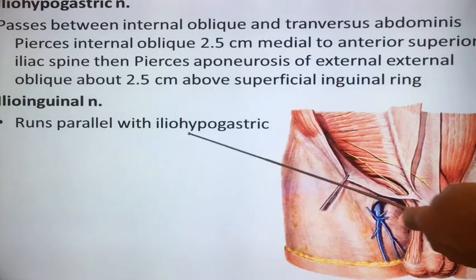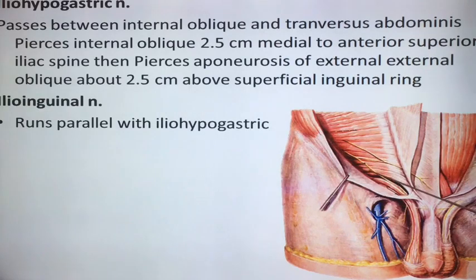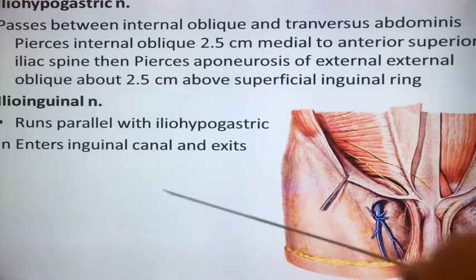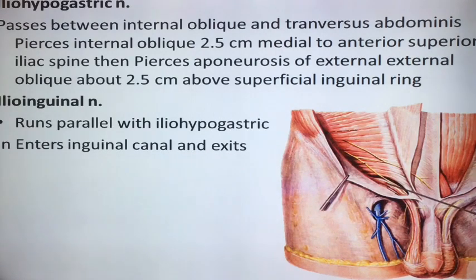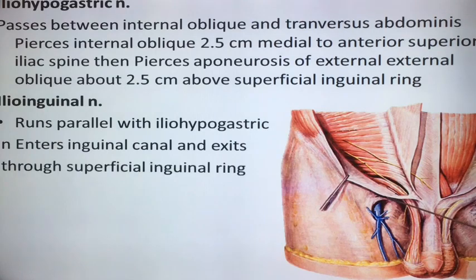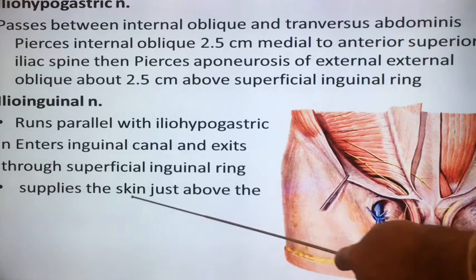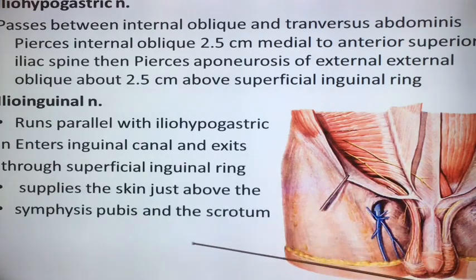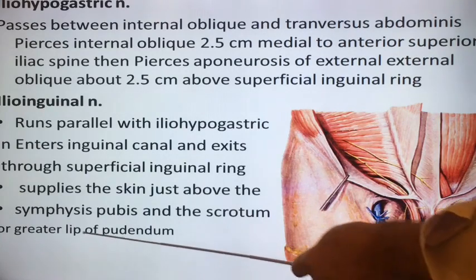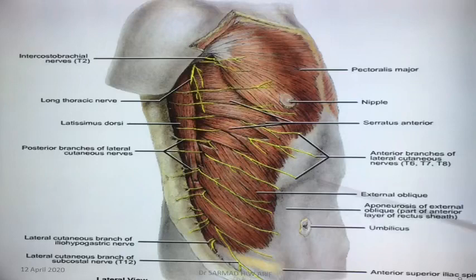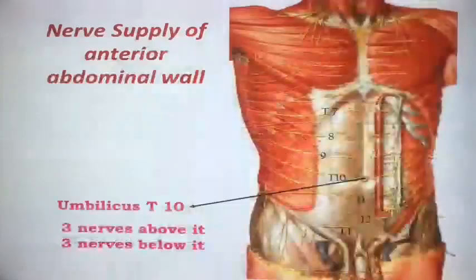The second division of L1, we call it ilioinguinal, not iliohypogastric, ilioinguinal, the lower one. It runs parallel with the iliohypogastric, okay? Enters the inguinal canal and exits through the superficial inguinal ring. Supplies the skin just above the symphysis pubis and the scrotum. In female, of course, it supplies another area. This is how the nerve supply goes and supplies the abdominal wall.